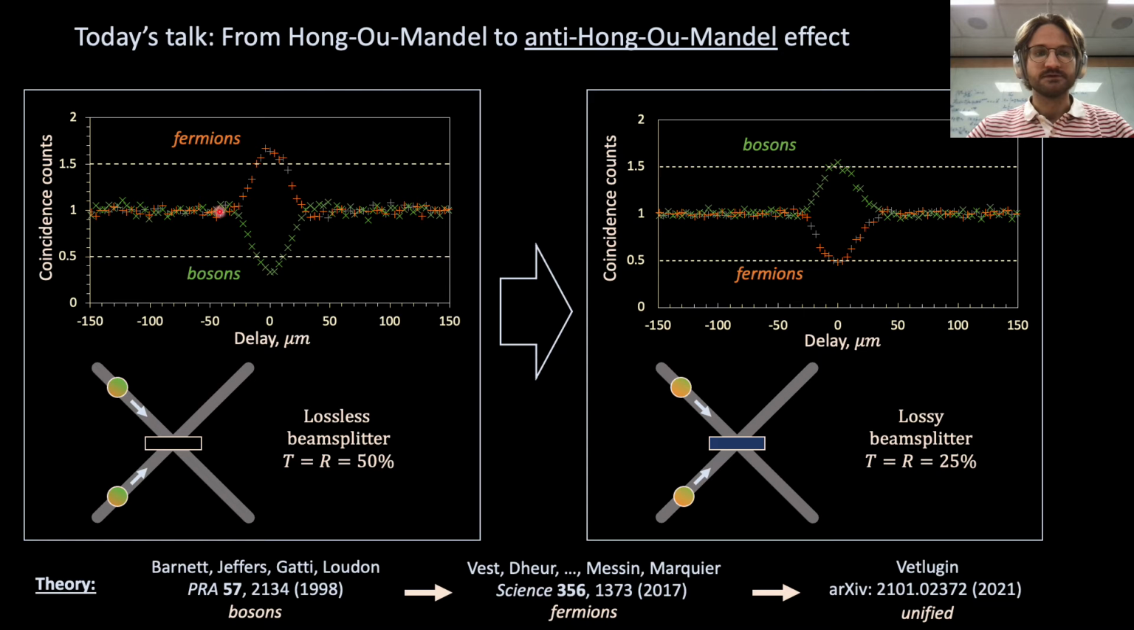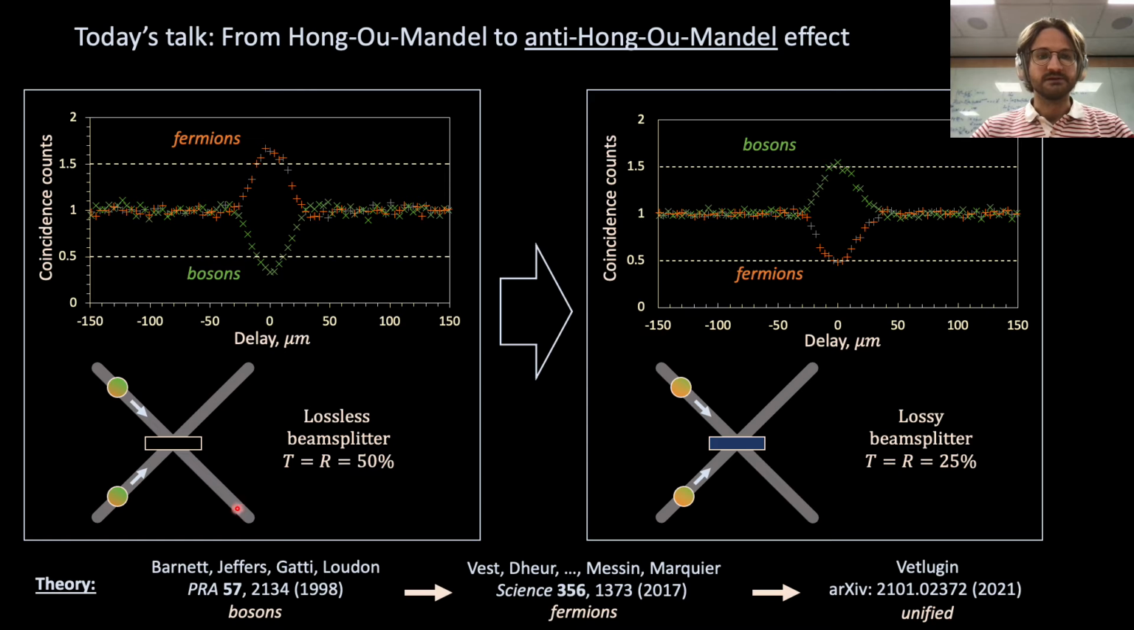Let me summarize. Bosons coalesce on the lossless beam splitter, and we observe a dip in coincidences, while fermions anti-coalesce, and we observe a peak in coincidence count measurements. What I showed today is that we may completely reverse these output statistics, and bosons actually may anti-coalesce, and we observe a peak instead of the original dip, while fermions may exhibit coalescence-like behavior with a dip in coincidence count measurements instead of the original peak. To do so, we replace the lossless beam splitter by a special case of the lossy beam splitter with 50% of loss.